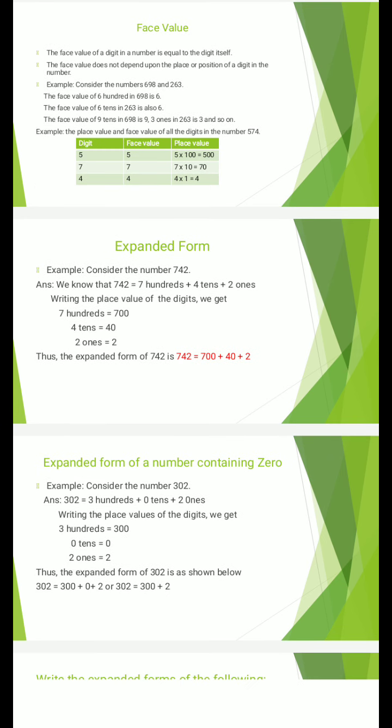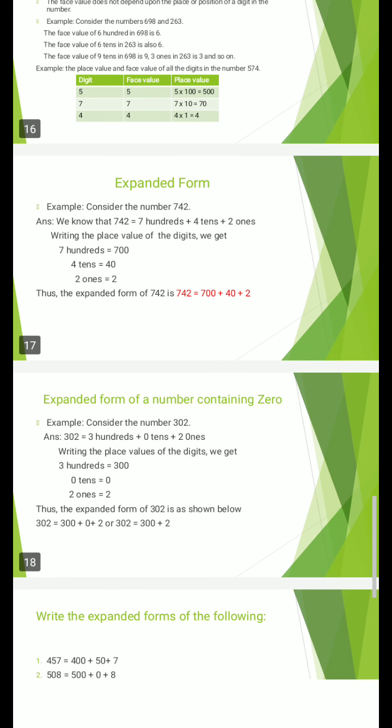Now we are going to discuss the expanded form of numbers. To write the given number in expanded form, we consider the place value of each digit in the given number. We want to write the expanded form of the number 742. We know that 742 includes 7 hundreds, 4 tens and 2 ones. Now we consider the place value of each digit in 742.